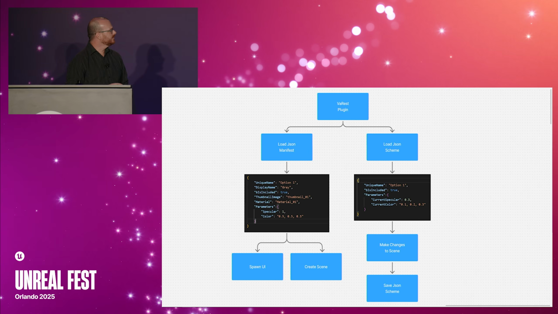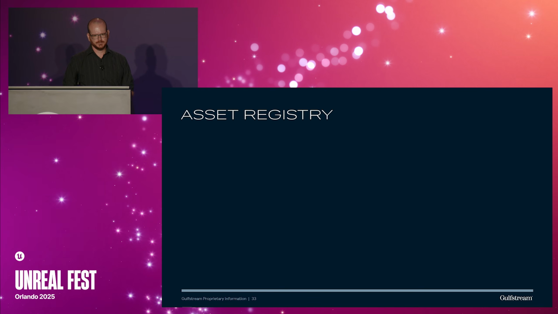From there, we will make changes to the scene, or the customer will make changes to the scene, and then it will save back out that JSON file. So we utilize the asset registry quite a bit in this application. I'm going to go into this a little bit, and we'll have a quick example of what you could maybe use that for.